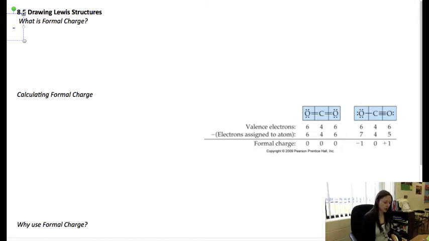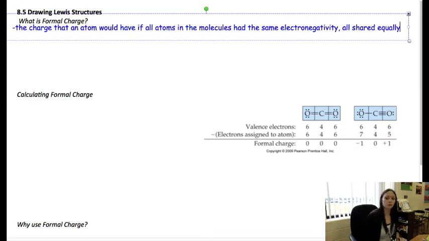Formal charge is just the charge an atom would have if all the atoms in the molecule had the same electronegativity, meaning if they are all shared nice and equally, this is the approximate charge that they would have. Now we know that not all atoms have the same electronegativity, so they don't all share equally, but this is just one way to keep track of charge. And there are a couple different ways we're going to look at throughout the year. The overall charge or oxidation state is one, and a formal charge is kind of the other.